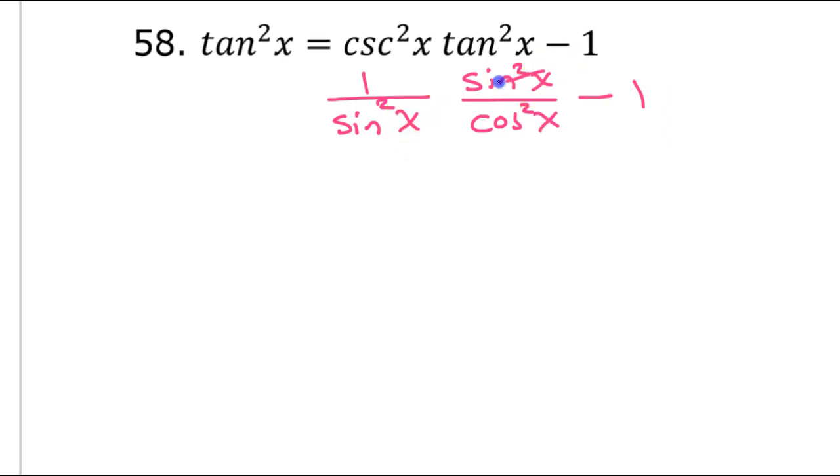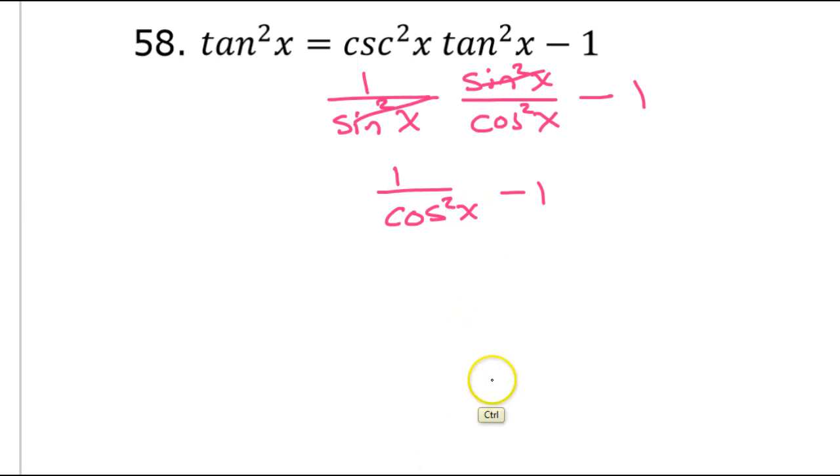Now I notice that the sine squared will cancel out. So far that leaves me with 1 over cosine squared minus 1.